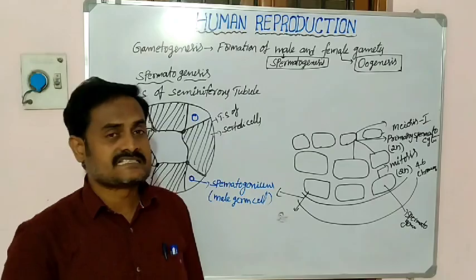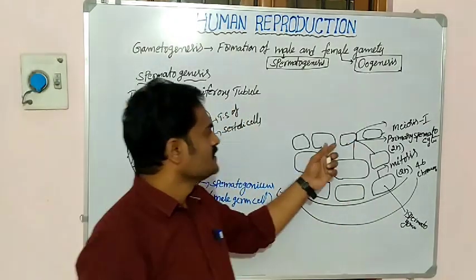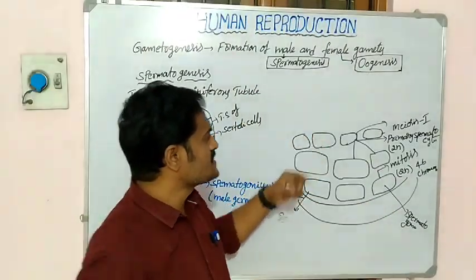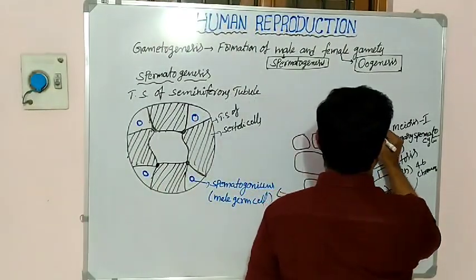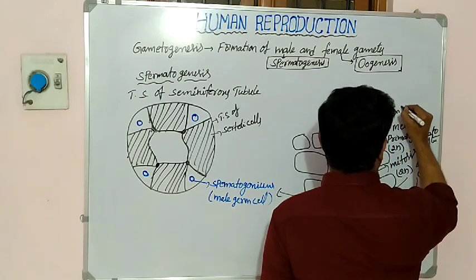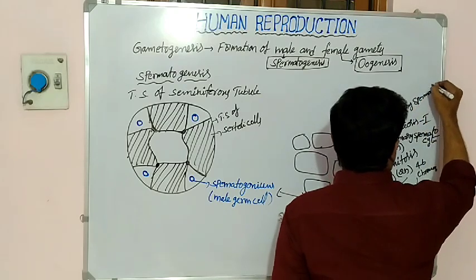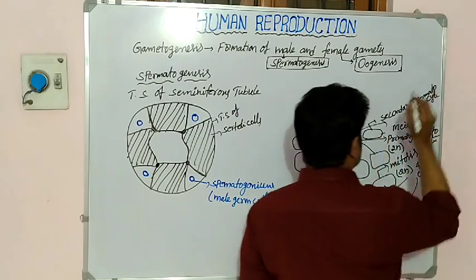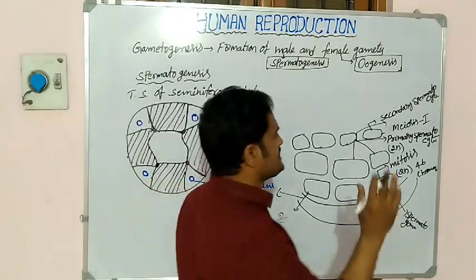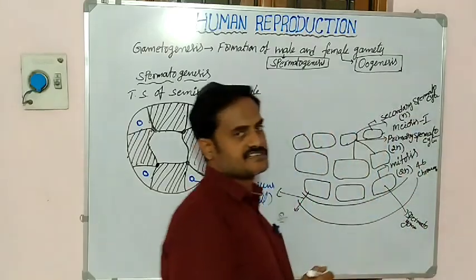Due to the result of meiosis 1, the new cells are formed. These new cells are called secondary spermatocytes. These secondary spermatocytes are in haploid condition.